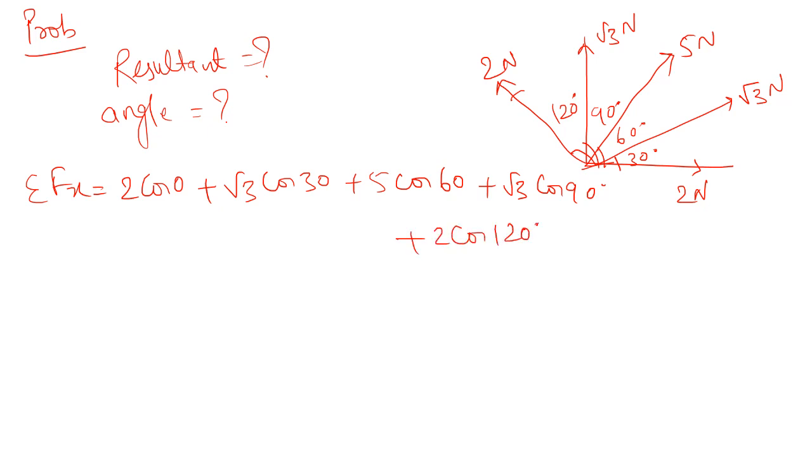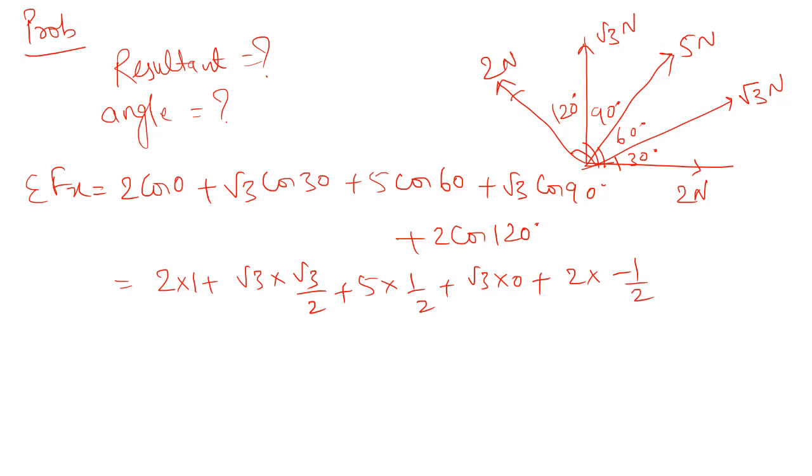Okay, so when you solve this equation you can find the value as 2 into 1, root 3 into root 3 by 2, 5 into 1 by 2, root 3 into 0, and 2 into minus 1 by 2. So this will cancel out, and here you get 2, 3 by 2, 5 by 2 and minus 1. So I think this is 5 Newton, the resultant horizontal force.